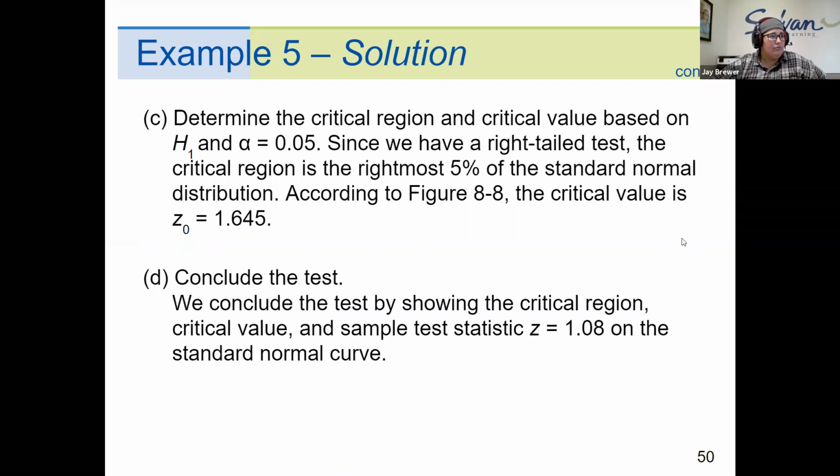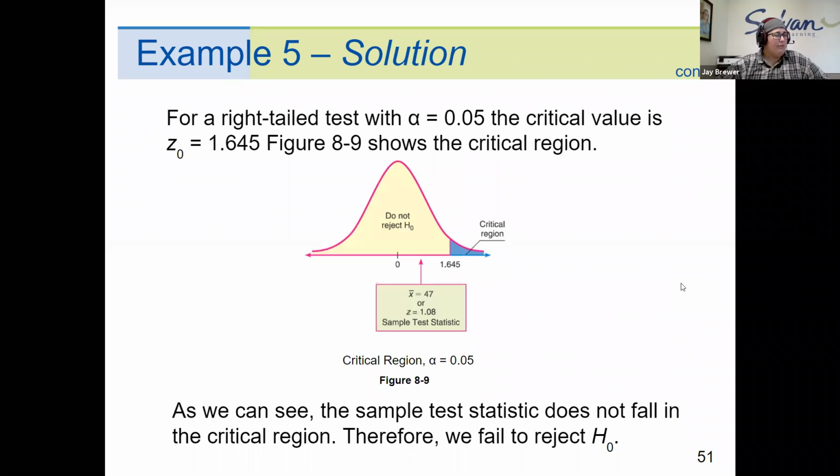All right, determine the critical region and critical value based on H sub 1 and alpha equal to 0.05. Since we have a right-tailed test, the critical region is the rightmost 5% of the standard normal curve. According to figure 8.8, the critical value Z sub 0 is 1.645. You should know that from past exams. Conclude the test. We conclude the test by showing the critical region value and sample statistic Z of 1.08 on the standard normal curve. All right, there you go.